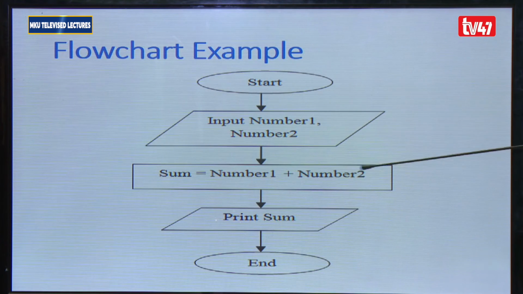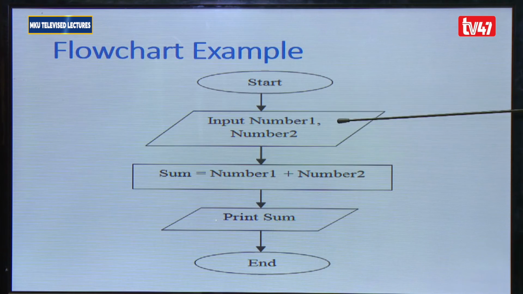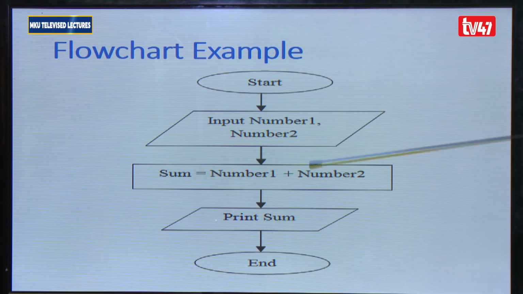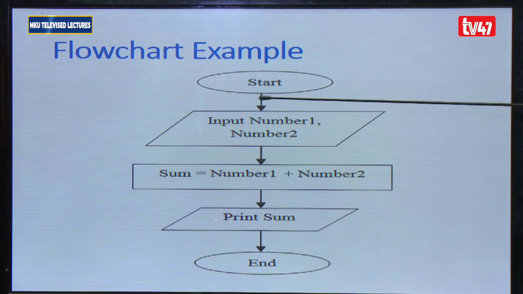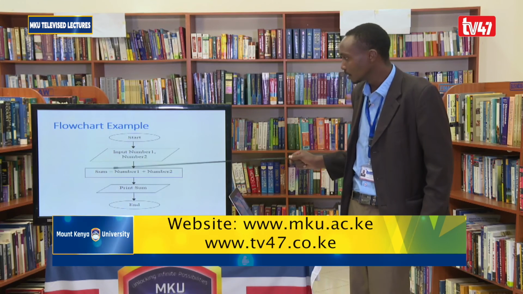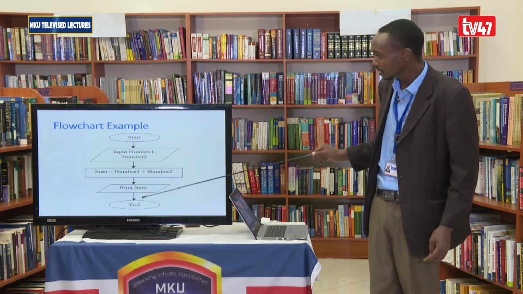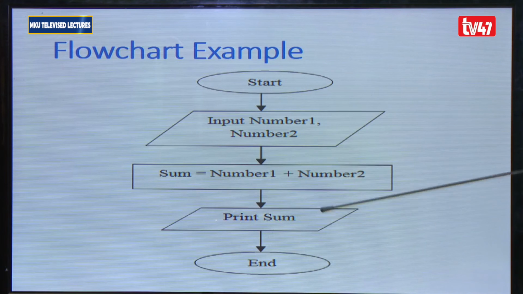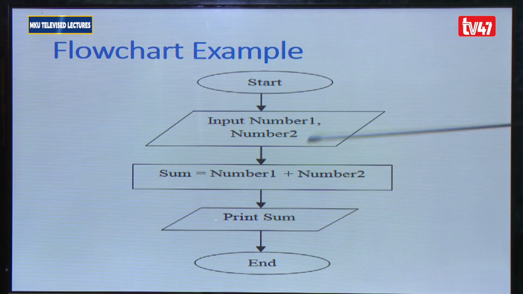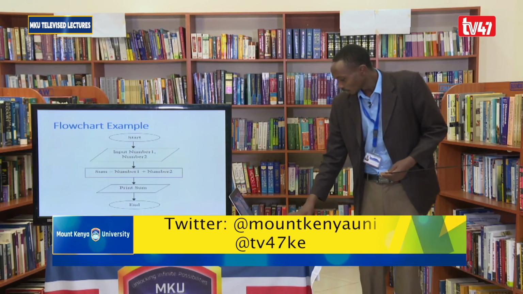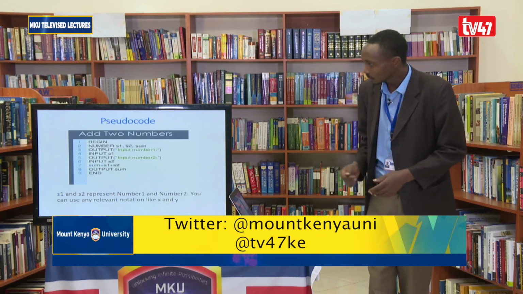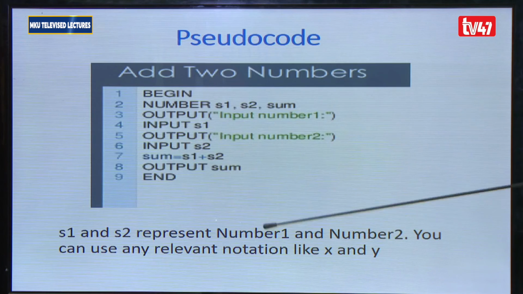Then these are process. A rectangle gives you a process. This gives you input or output. This particular symbol is used for input or output. So the rectangle here will give you the process. An oval will give you a start and end. So you can start somewhere, you key in the numbers, you give a formula how to find the sum, then you print out the sum, and there is nothing else. You stop.